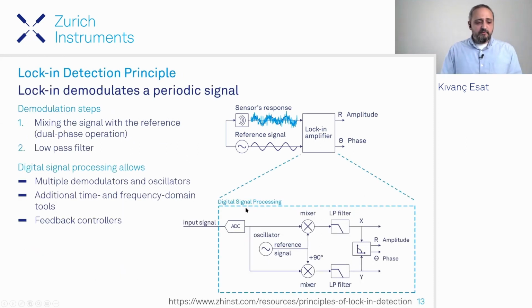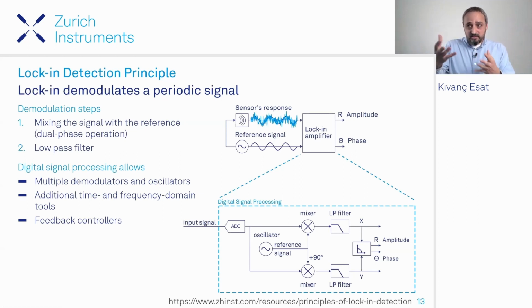And how does a lock-in amplifier in the end work? It's a two-step process. We have the signal coming in that is then mixed with a reference signal at two phases, at 0 and 90 degrees. And these two signals are then low-pass filtered, which provides the X and Y components, so in the complex domain. And from this, we can then calculate the amplitude and the phase of this signal. But this is not the whole story.